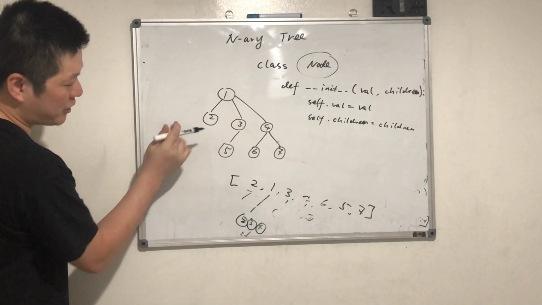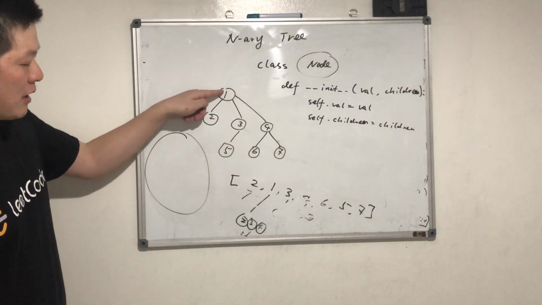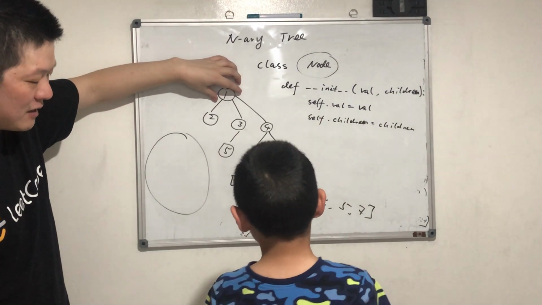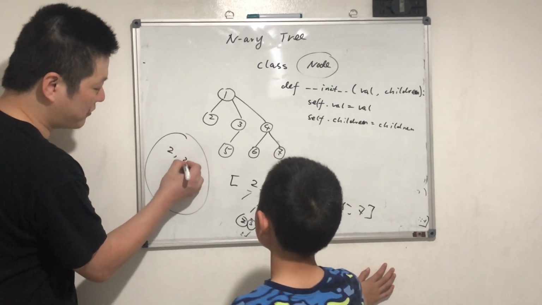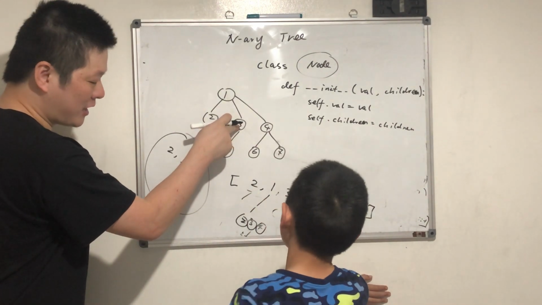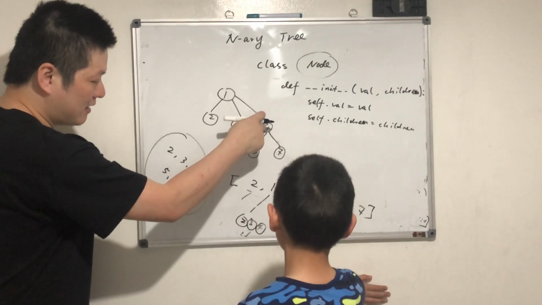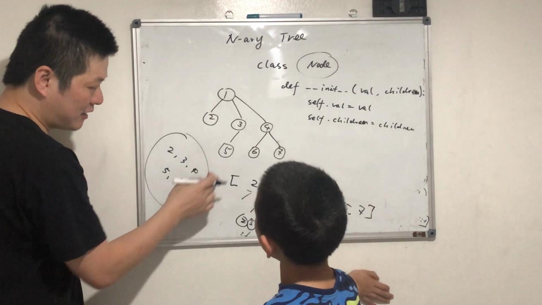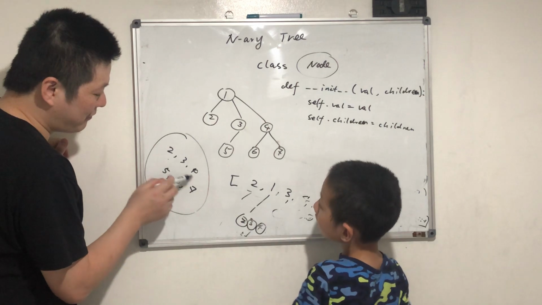Look. One's children are 2, 3, 4. This is a set. I'm visiting the note 1. What are its kids? 2, 3, 4. I push them here. 2 doesn't have any kids, right? 3, what kids does it have? 5. Put it here. 4 has kids 6 and 7. So 5, 6, 7 don't have any kids. So what's this? 2, 3, 4, 5, 6, 7.